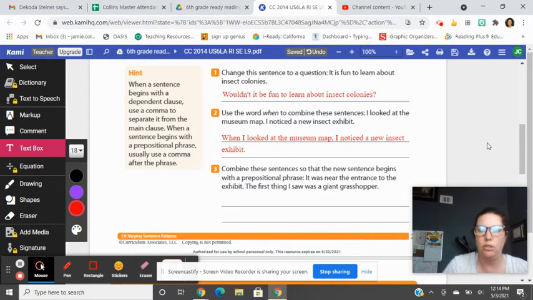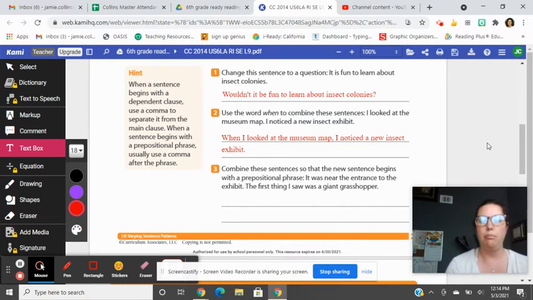Combine these sentences so that the new sentence begins with a prepositional phrase. It was near the entrance to the exhibit. The first thing I saw was a giant grasshopper. Okay, so if it wants me to start with a prepositional phrase, it's like at the school or near the entrance would be the prepositional phrase for this particular one. So it kind of gives us a location in a prepositional phrase.